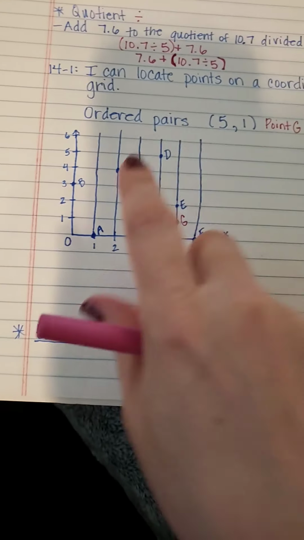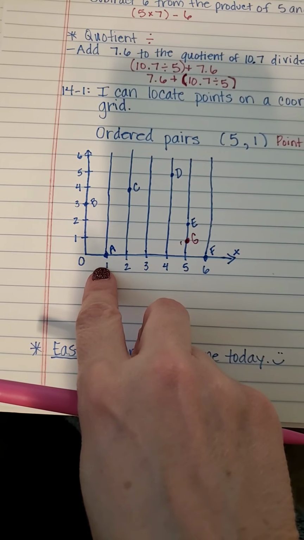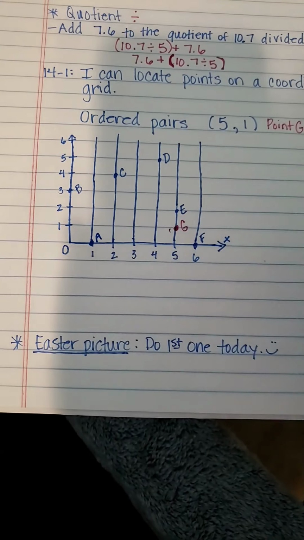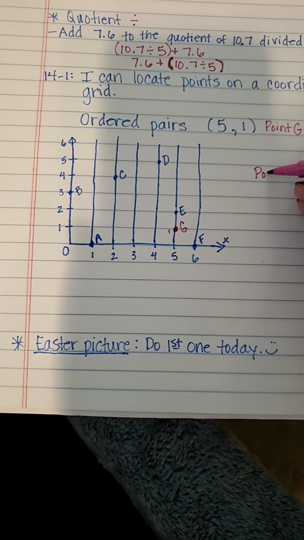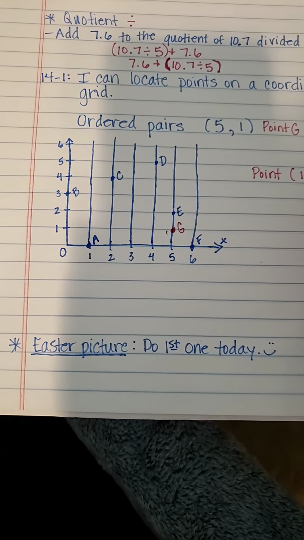So let's see, what would be the ordered pair for this one? You're going to go over how many? 1, and you're going to go up 0. So point A would be 1, 0.